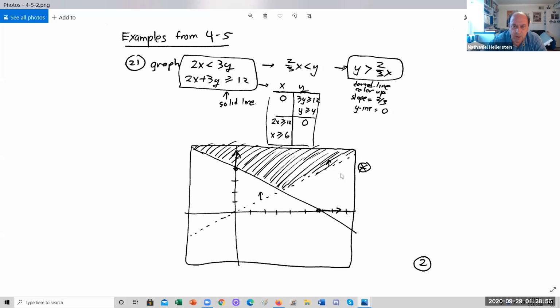So we want to have this half of the plane above and to the right of this solid line, and this half of the plane above and to the left of this dotted line. That'll be this quarter of the plane. Not here, certainly not here, but here.